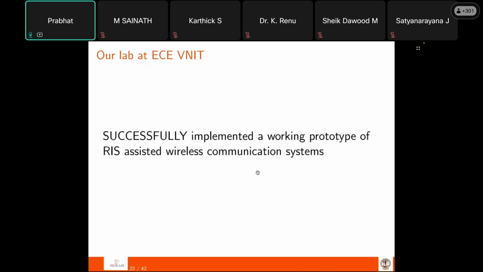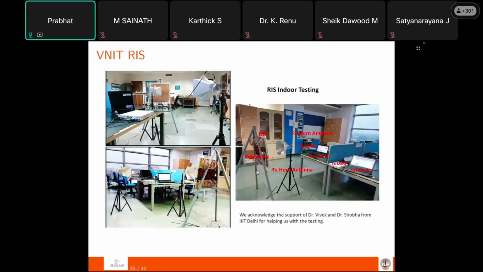Before going ahead with the numerical analytical problem, I would like to give you the idea of what we have done at VNIT Nagpur. In 2020, we received one grant from the Ministry of Electronics for developing the RIS.